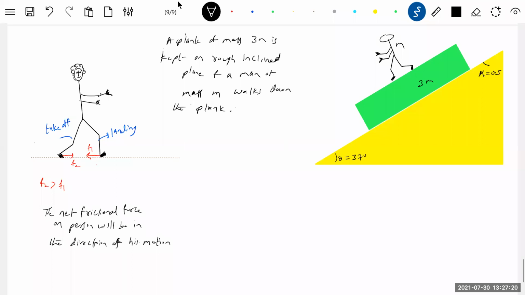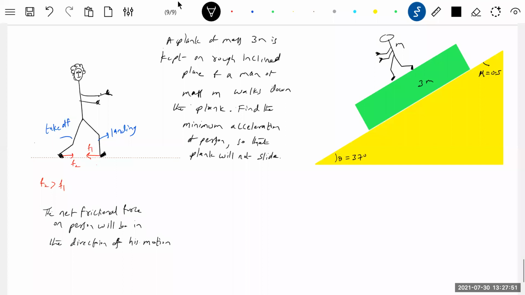Okay, now find the minimum acceleration of the person so that the plank will not slide. Okay, I have brought all the questions.